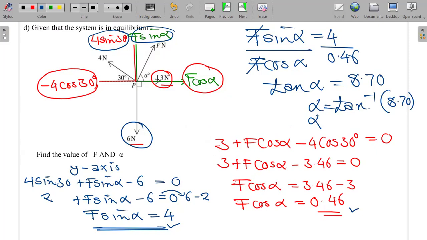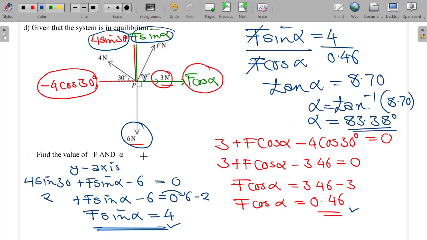Equal to tan inverse of 8.6188. This is giving me 83.38. So alpha is equal to 83.38 degrees. As simple as that. So I've calculated the value of alpha.